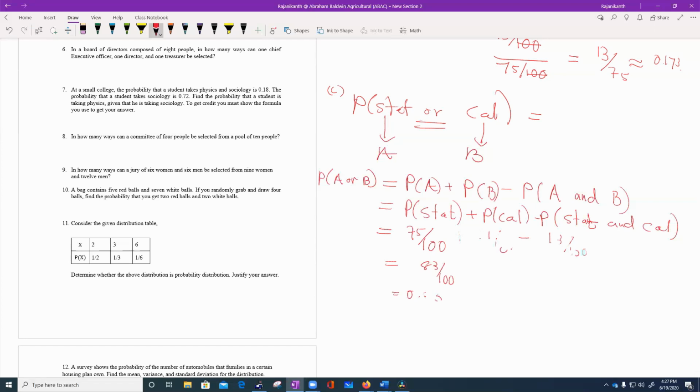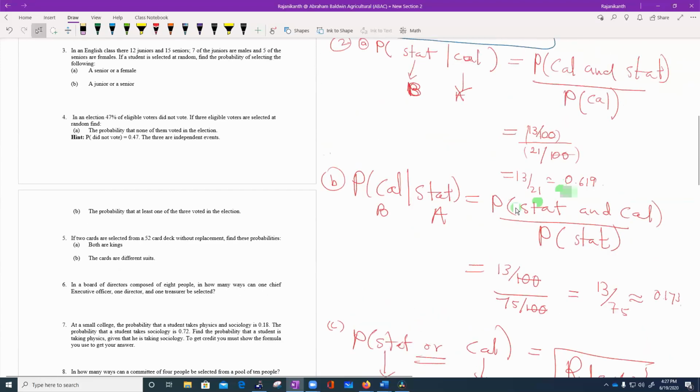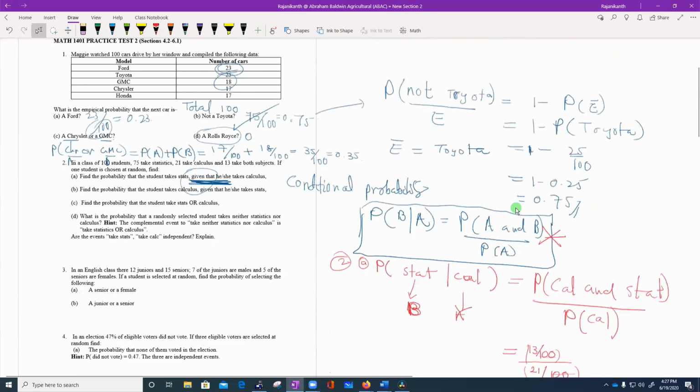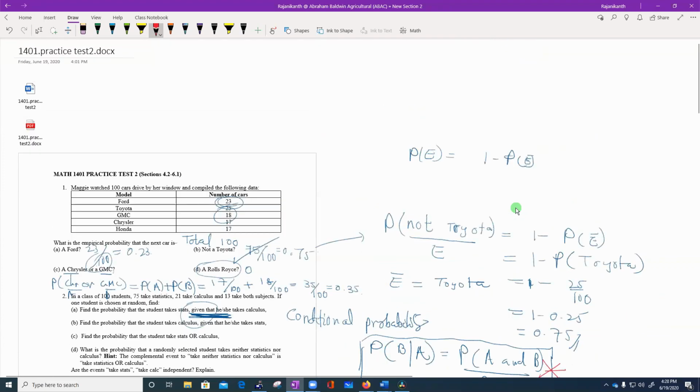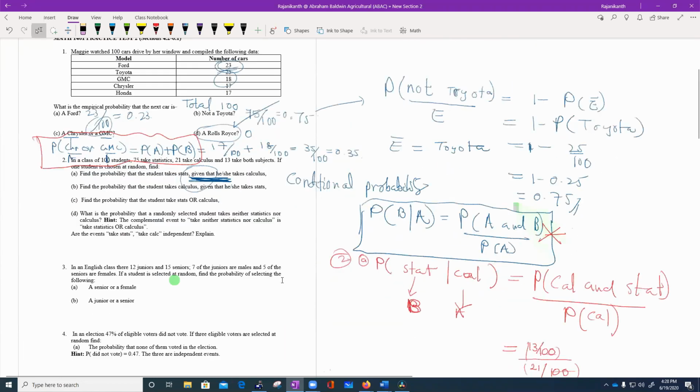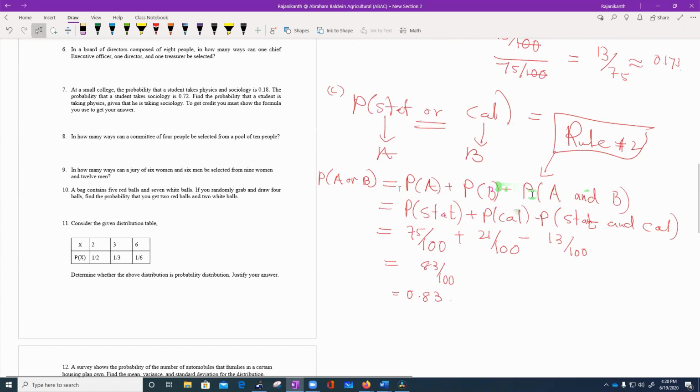Why did I use rule number 2? This is the addition rule number 2 formula. Rule number 1 I have used somewhere before, right? This is rule number 1. In rule number 1 you have only 2 terms because the events are mutually exclusive. But here you have 3 probabilities because they are not mutually exclusive. Okay?